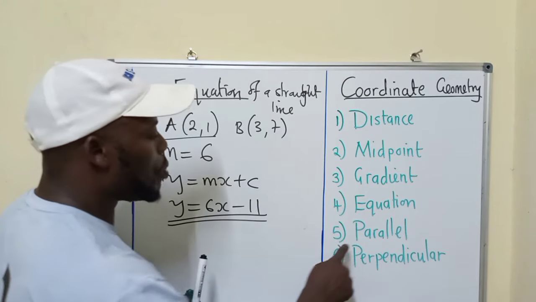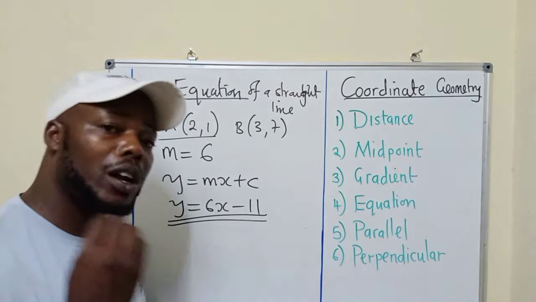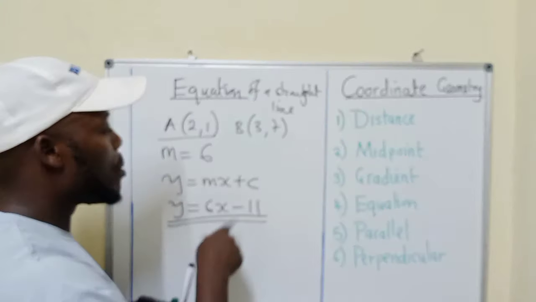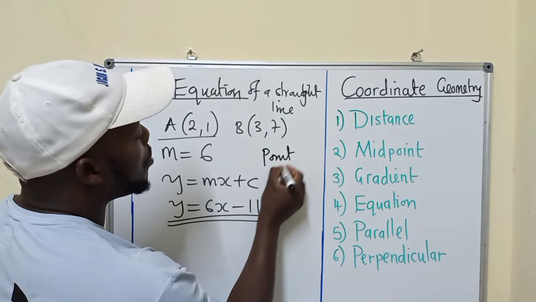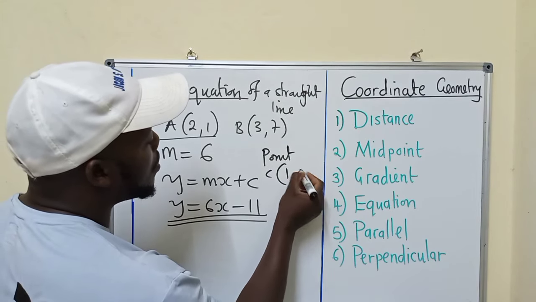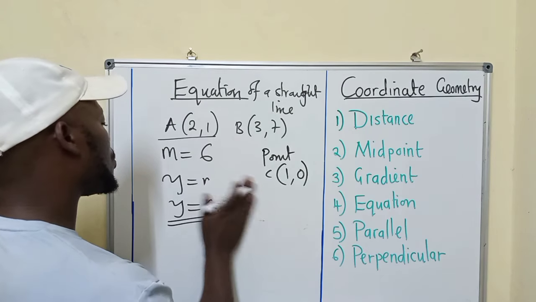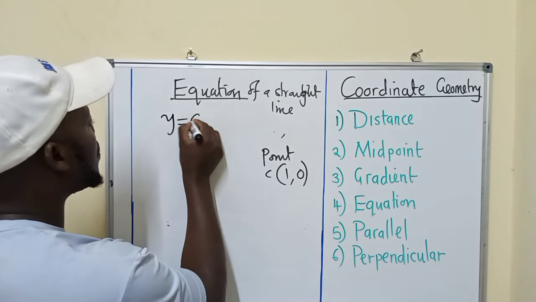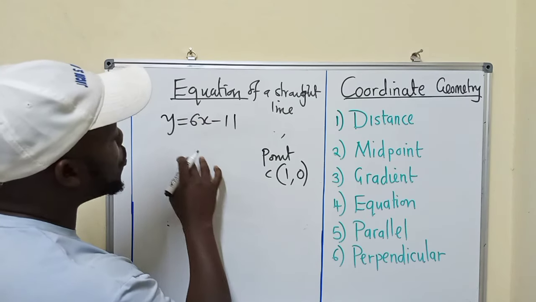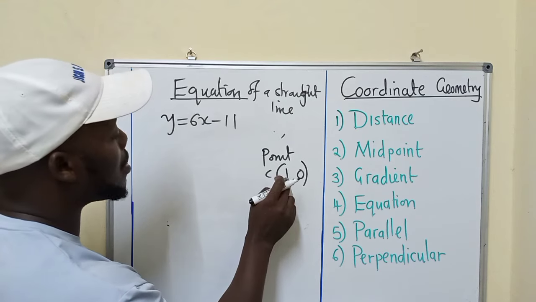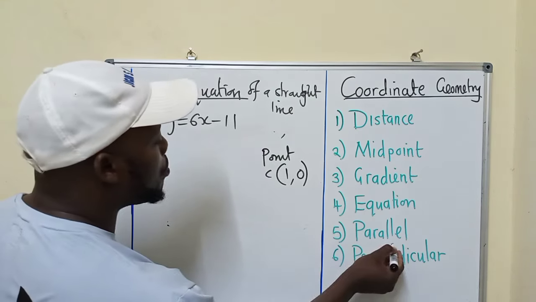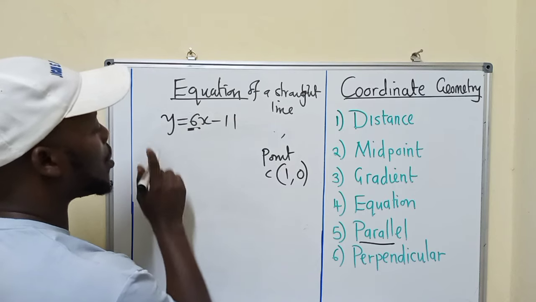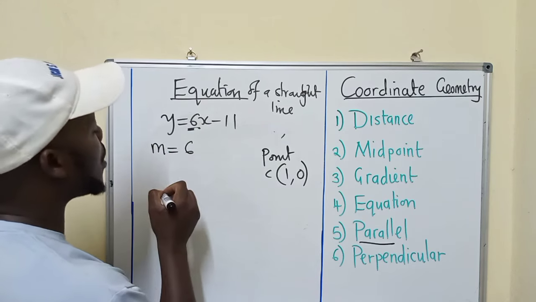So next we go to parallel lines. For parallel lines, they will say find the line that is parallel to this one and passing through a point, maybe point C, which is equal to (1, 0). Okay, so what do you do? Remember, we have got this equation right here: y is equal to 6x minus 11. And we want to find the equation that is parallel to this one passing through this point. What you do for this parallel, you just get the gradient, which is right here. The number that is together with the x, that's your gradient. So we shall say m is equal to 6 as our gradient.